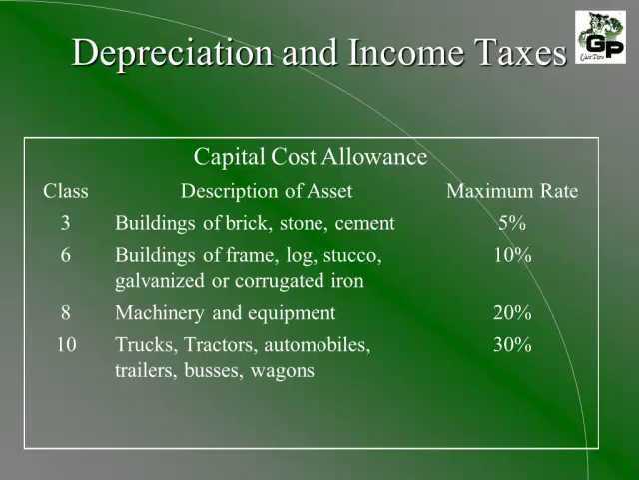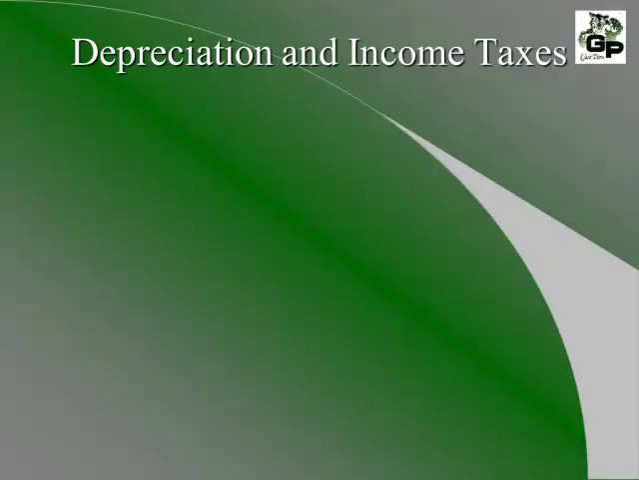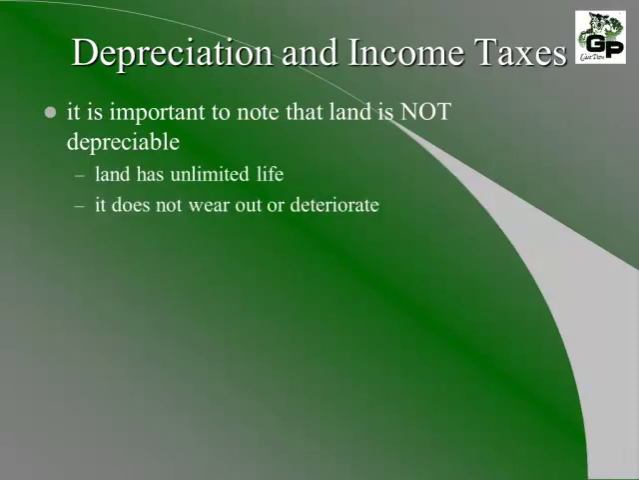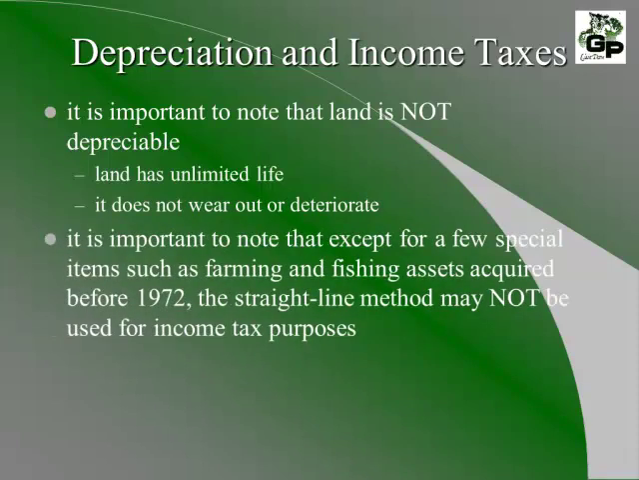So buildings of brick, stone, and cement are depreciated at 5%. Buildings of frame, log, stucco, galvanized, or corrugated iron are 10%. Machinery and equipment 20%. Trucks, tractors, automobiles, trailers, buses, and wagons are 30%. It is important to note that land is not depreciable. Land has unlimited life, and it does not wear out or deteriorate. It's important to note also that except for a few special items such as farming and fishing assets acquired before 1972, the straight line method may not be used for income tax purposes.